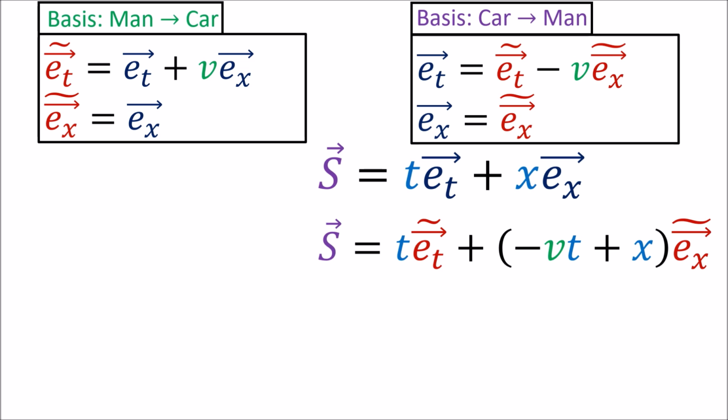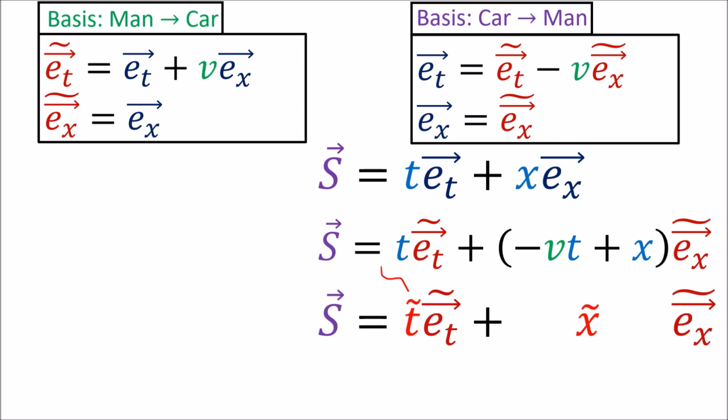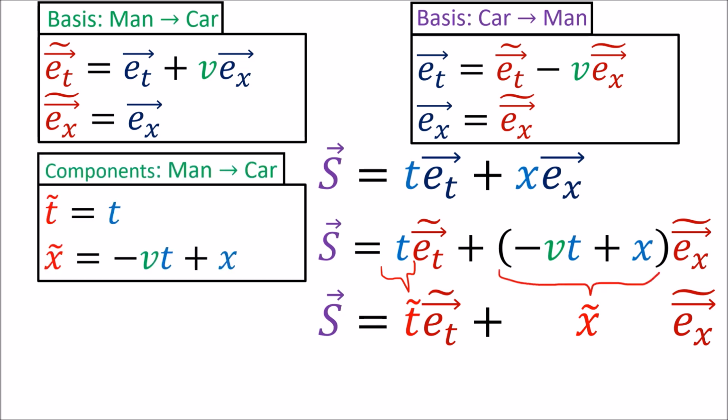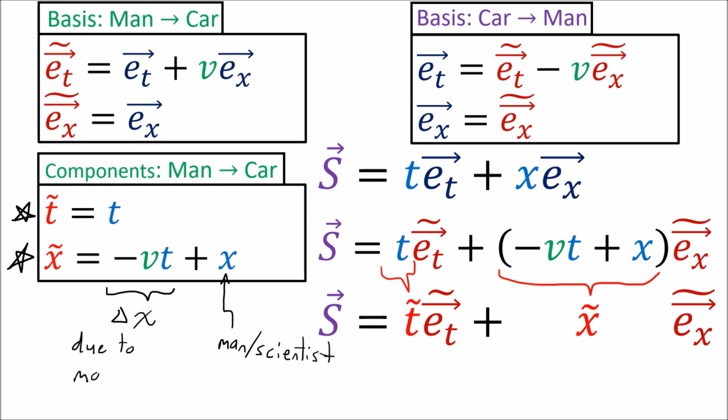Now, since this formula is written in terms of the Carr's spacetime basis, ET tilde and EX tilde, this means that the components are just equal to T tilde, the time according to the car, and X tilde, the position according to the car. So we now have equations for changing between the man's components and the car's components. T tilde equals T because time is universal, and position X tilde equals -VT plus X. Just like we saw before, we just take the man's position and subtract off the change in the car's position due to its velocity.